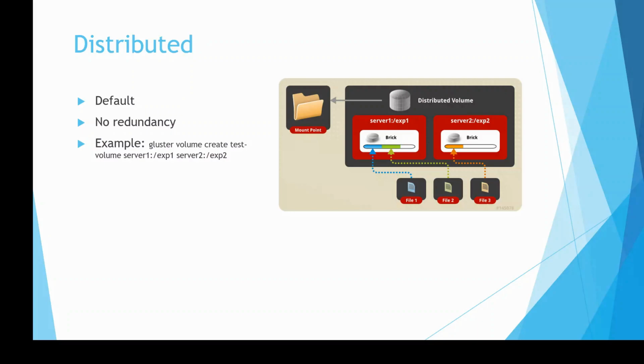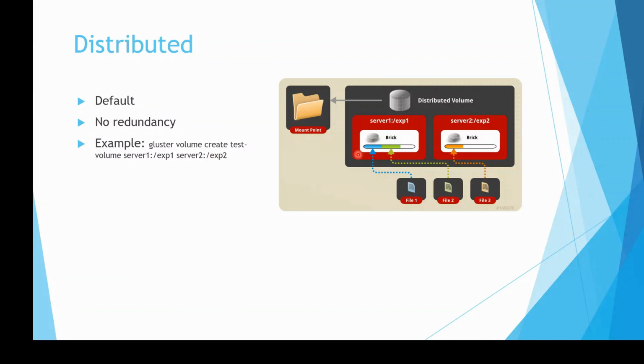GlusterFS supports different types of distributed file systems. One of them is called distributed, and this is the default, but it doesn't have redundancy. This is the command to create a distributed Gluster file system. I'm saying here: create a volume named test-volume, and that volume consists of the folder exp1 from server 1 and exp2 from server 2.